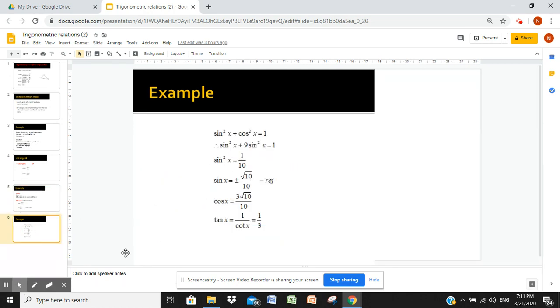The other equation is sine squared x plus cosine squared x is 1. And we know that the cosine of x is 3 sine x. So we replace it with 3 sine x squared. When we square it, it becomes 9 sine squared x. So sine squared x plus 9 sine squared x is 1. So we add them. So we have 10 sine squared x is 1. So sine squared x is 1 over 10.